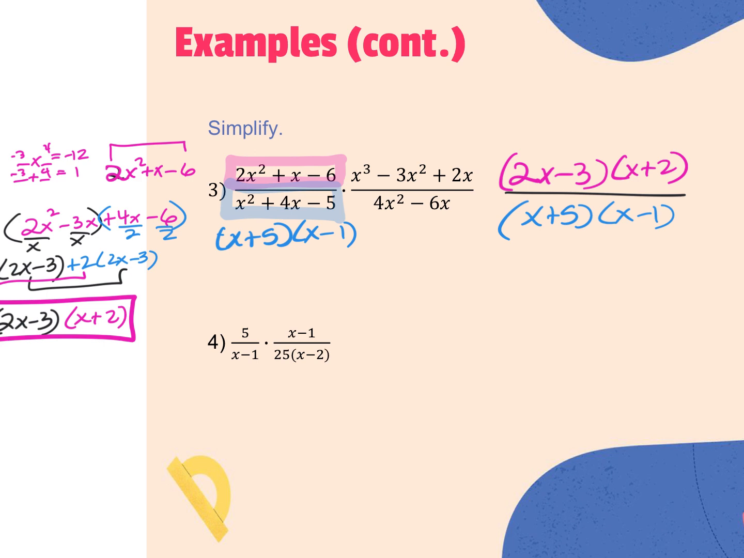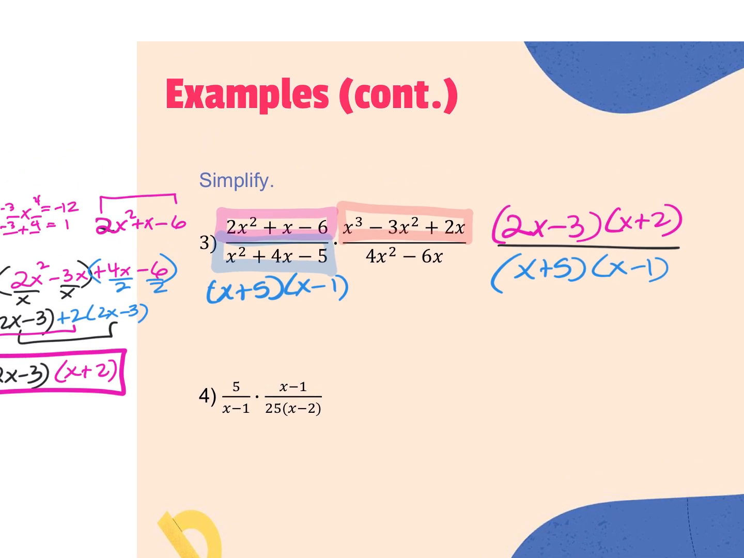Now I'm going to do the numerator of the second fraction. Notice at first you see it's an x cubed, so you might think, oh, the difference or sum of two cubes, but it's a trinomial. But notice they also have an x in common. You should always look for a GCF first. So I'm going to divide all three terms by x, and then I'm left with x squared minus 3x plus 2. So I pulled out the GCF.